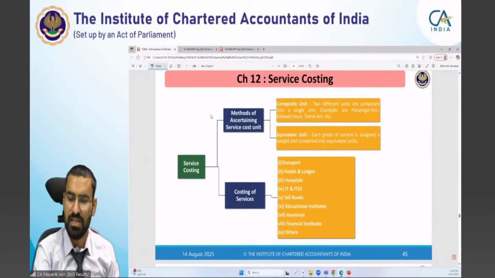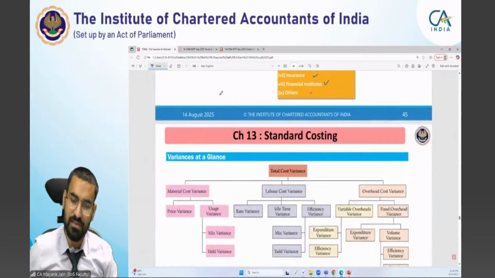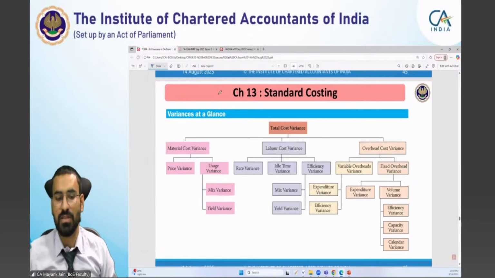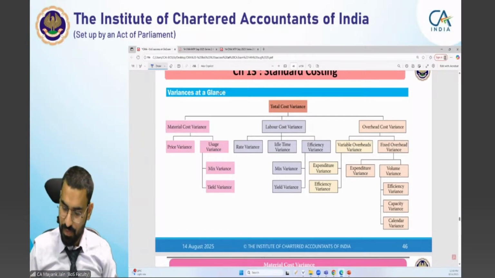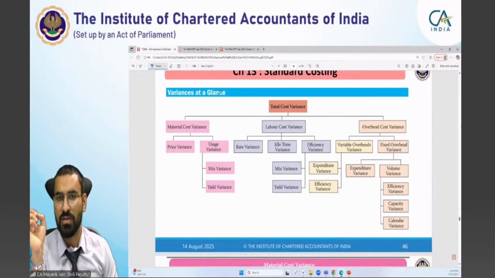It covers your transport industry, hotel, hospital, IT company, toll roads, education institutes, insurance, financial institutes, and the other service industries. Next one is standard costing, one of the most important chapters from your professional life as well as for the examination purpose. In your intermediate, you will cover the material cost variance, labor cost variance, and the overhead cost variance, including the variable overhead cost variance and the fixed overhead cost variance.